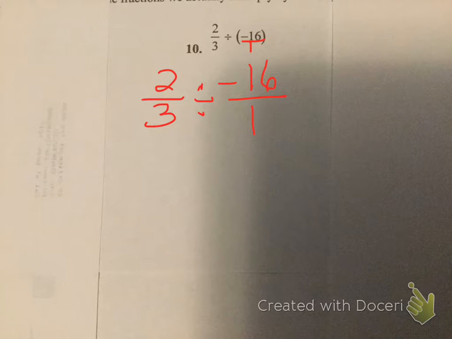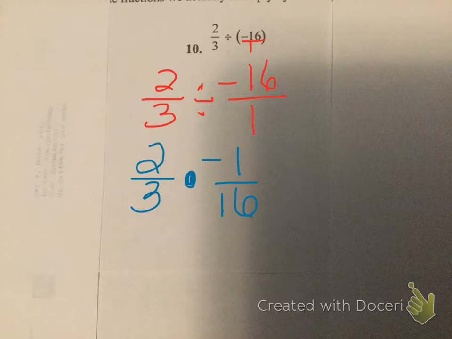Okay, so now we're not going to divide the fraction. We are going to multiply by the reciprocal. So we are going to keep our 2/3. We're going to change our division to multiplication. And the reciprocal of negative 16 over 1 is still a negative 1 over 16.